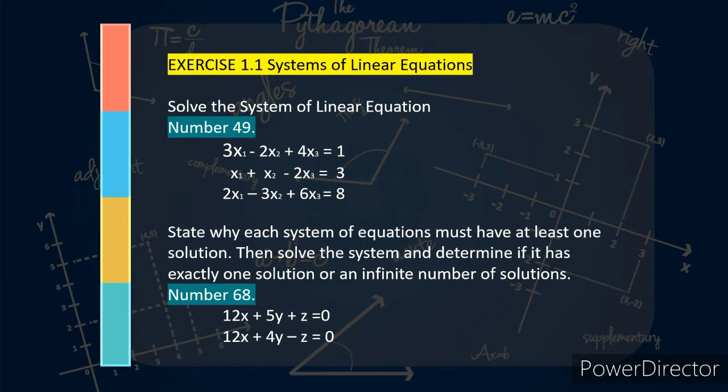These are the numbers that I am tasked to solve. On number 49, solve the system of linear equations. As we can see, there are three equations and three variables, which are x sub 1, x sub 2, and x sub 3. On number 68, state why each system of equations must have at least one solution. Then, solve the system and determine if it has exactly one solution or an infinite number of solutions. The given on number 68 has two equations and three variables, which are x, y, and z.